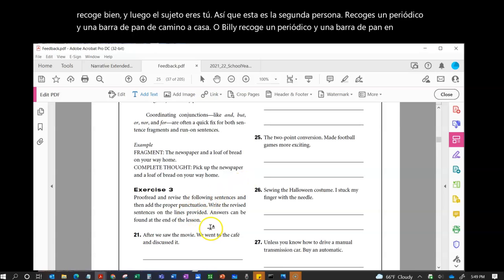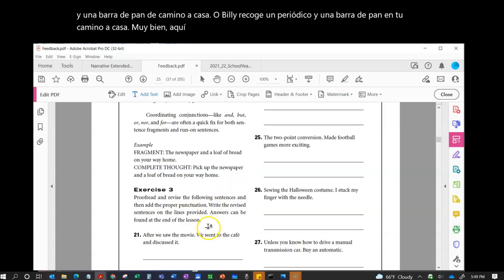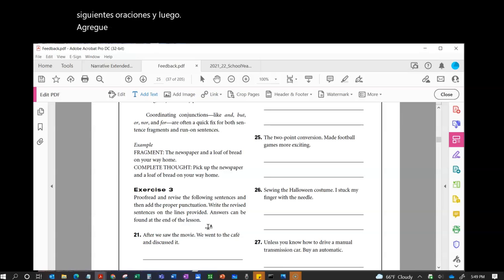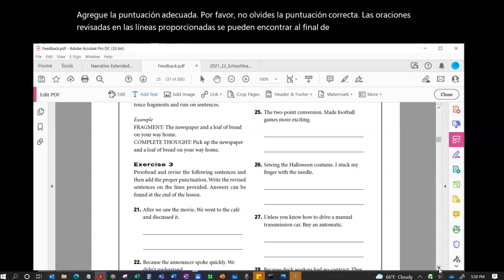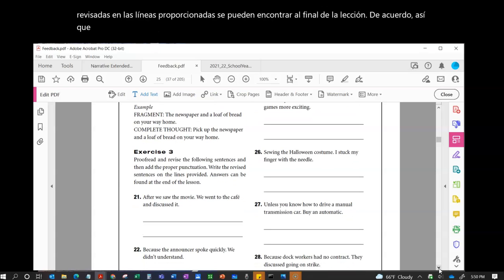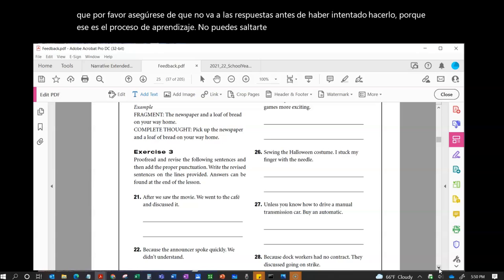All right, here we go. Another activity for you. Exercise number 3. Proofread and revise the following sentences and then add the proper punctuation. Please don't forget the punctuation. Write the revised sentences on the lines provided. Answers can be found at the end of the lesson, okay? So please make sure that you're not going to the answers before you have tried to do it because that's the learning process. You can't skip the learning processes, ladies and gentlemen.